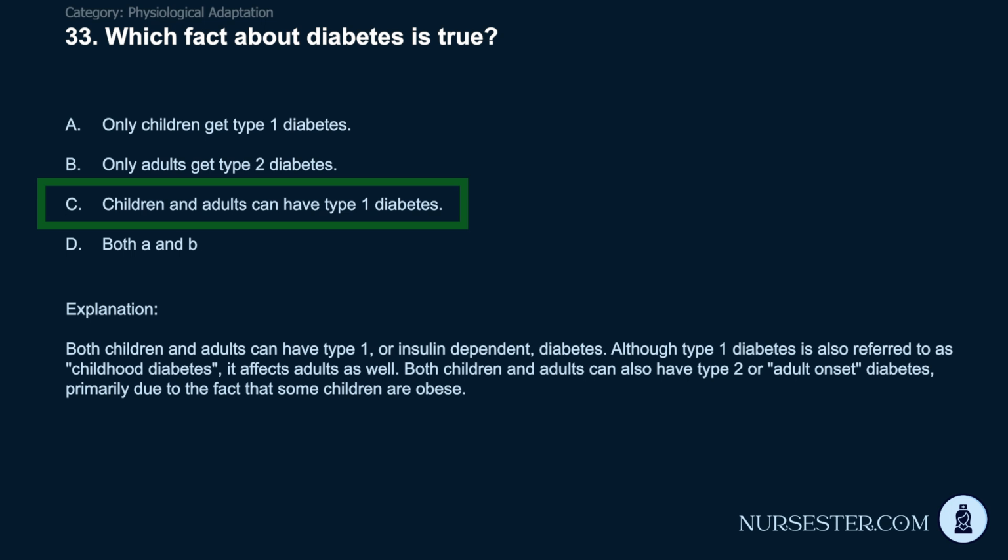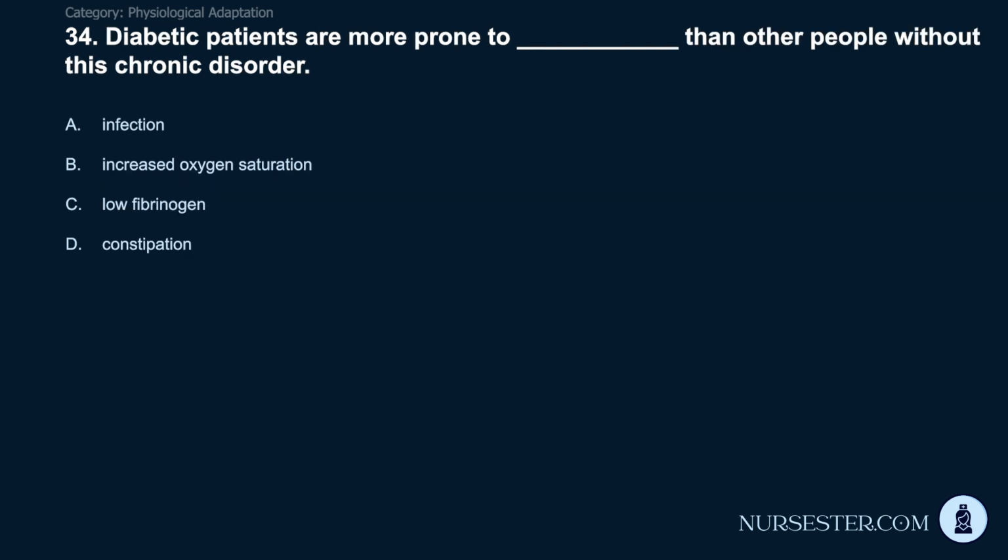Both children and adults can have type 1, or insulin-dependent, diabetes. Although type 1 diabetes is also referred to as childhood diabetes, it affects adults as well. Both children and adults can also have type 2 or adult-onset diabetes, primarily due to the fact that some children are obese.